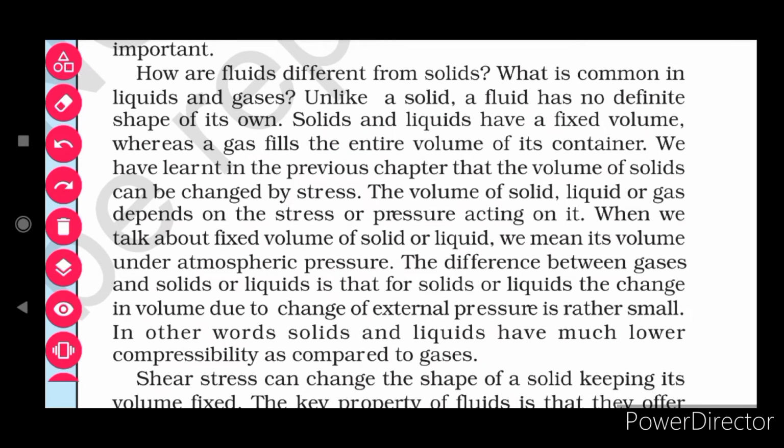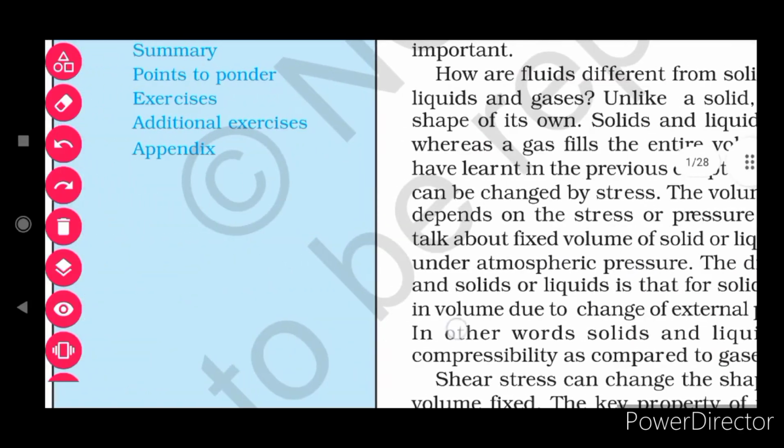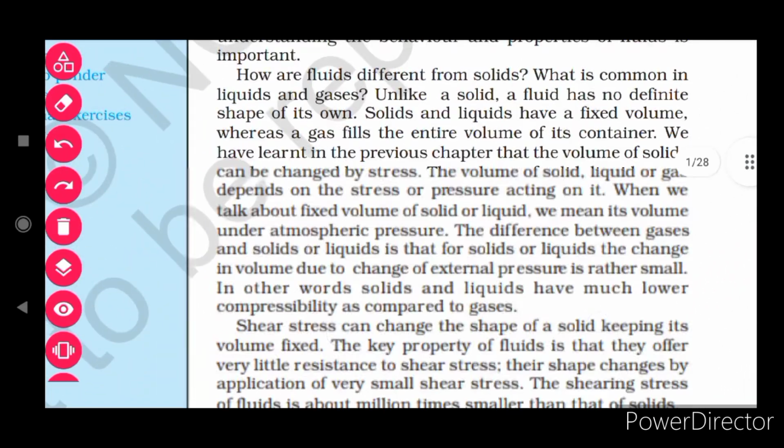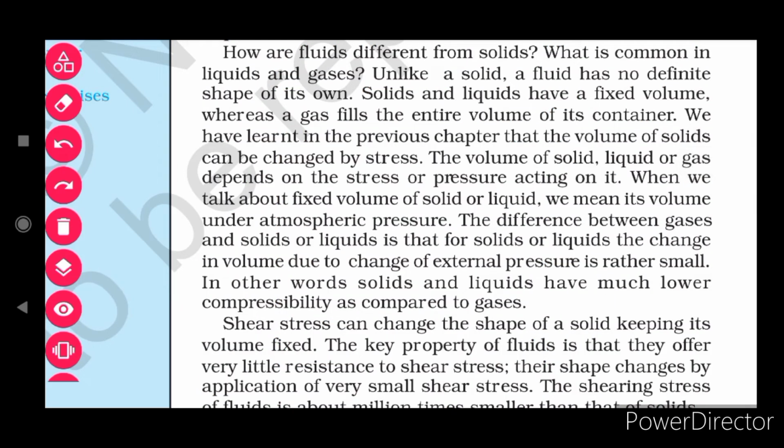The volume of a solid, liquid or gas depends on the stress or pressure acting on it. When we talk about fixed volume for solid or liquid, we mean its volume under atmospheric pressure. The difference between gases and solids or liquids is that for solids or liquids, the change in volume due to change of external pressure is rather small. So when external pressure is applied, the change in the volume of solids and liquids is very, very small. But the compressibility of gases is very, very large, because gases have large spaces between their molecules. That's why we are able to compress them.